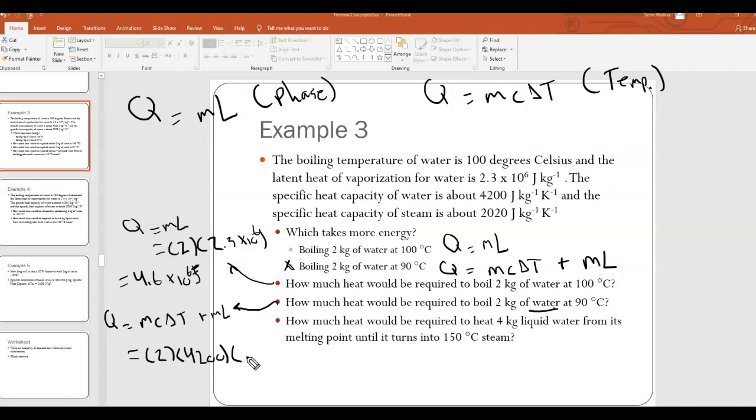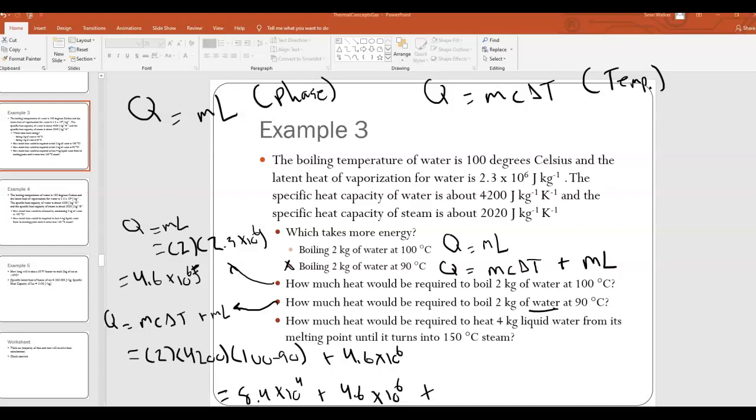Remember, delta T can be in Celsius or in Kelvin, would be 100 minus 90, which is 10. And then we have to add on that 4.6 times 10 to the 6 that we had before. Okay, and so I'm just going to type this into my calculator. That would be 2 times 4200 times 10. That would be 8.4 times 10 to the 4 plus 4.6 times 10 to the 6.